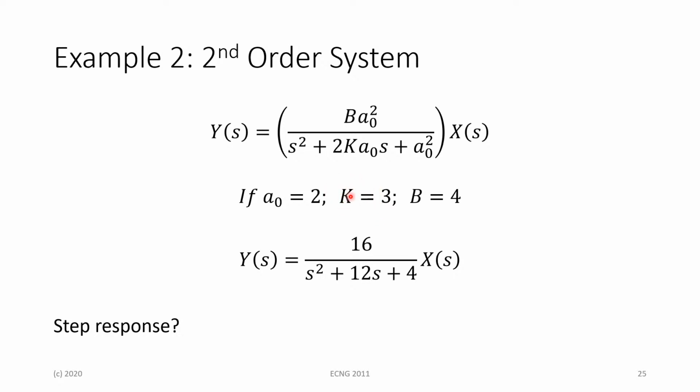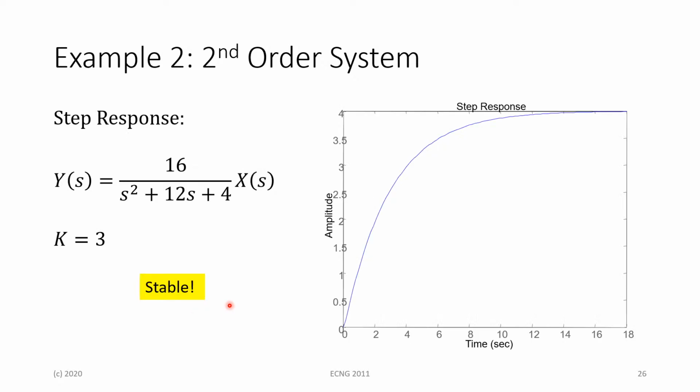For our next example, a0 and b are the same values, but k here is a value greater than 1. When we substitute these into our Y of s equation, get our result, and do the step response, we see that we get a negative exponent, which gives us a stable system, because with k being more than 1, we get a rising graph that approaches some steady state value after a certain point in time. So for k more than 1, we end up with an entirely stable system.